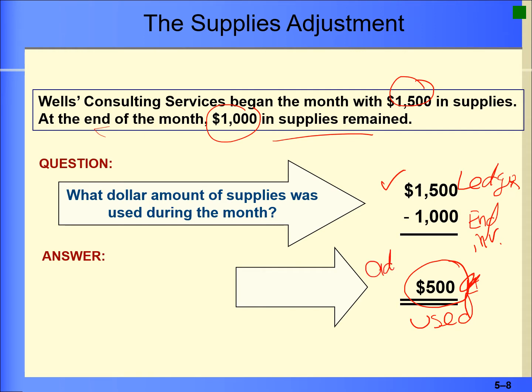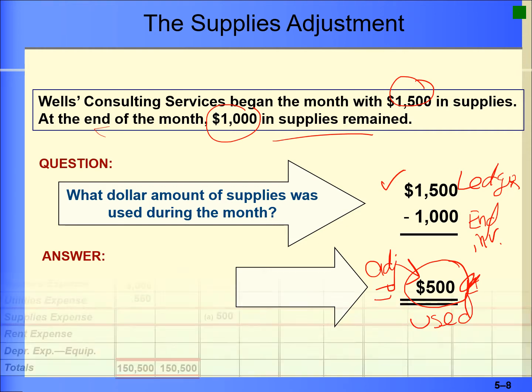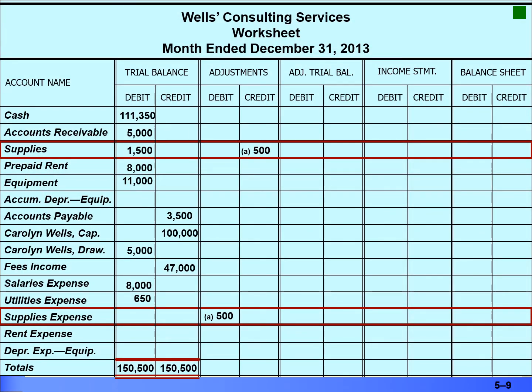So this is where your first adjustment is going to come into play. You're going to have to make an adjustment for the supplies account. And notice here there's a debit to supplies expense in the adjustment column, and you're going to credit the supplies account there. And notice here your debits equal your credits.